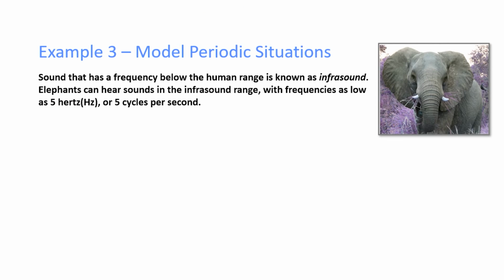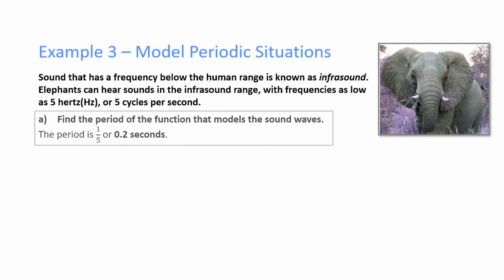Let's look at an example. Sound that has a frequency below the human range is known as infrasound. Elephants can hear sound in the infrasound range with frequencies as low as 5 Hz or 5 cycles per second. Part A, find the period of the function that models the sound waves. If the frequency is 5 cycles per second, then the period is the reciprocal, 1 over 5, or 0.2 seconds.